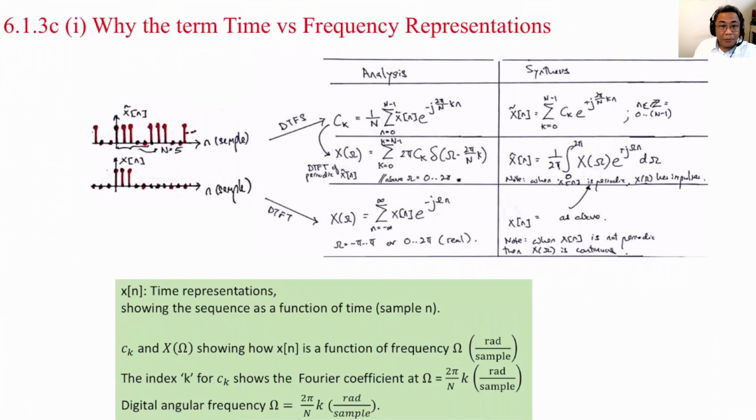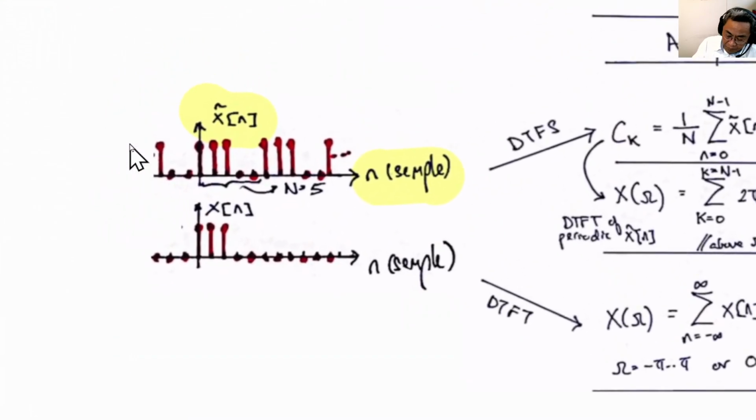This is 6.1.3. We are now going to explain the concept of time versus frequency representation. Well, time representation is easy because x of n, the sequence, is with respect to n. n is the sample index, and of course n is time. Each sample is separated by the sampling period. So time representation shows us what we see of the function x across time.